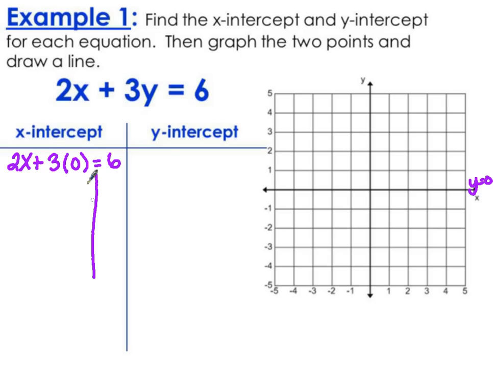Well, if I go to solve this, 3 times 0 is just 0. The only thing left over here is a 2x, and then a 6 on this side. I'm getting x by itself, so I'm going to divide both sides by 2. And x is equal to 3.